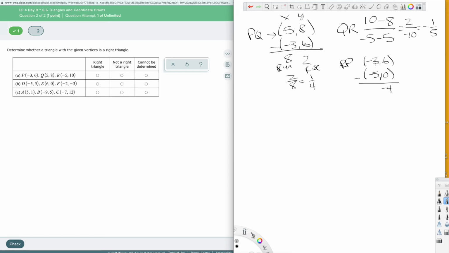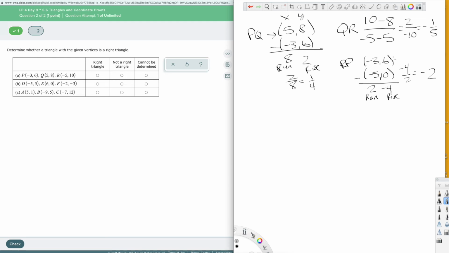Negative 3 minus negative 5. So remember, this is going to turn into a plus because it's minus negative. So I'm going to have negative 3 plus 5, and that gives me 2. This is run. This is rise. So I end up with negative 4 over 2, which gives me negative 2. 4 divided by 2 is 2, and so it's negative.